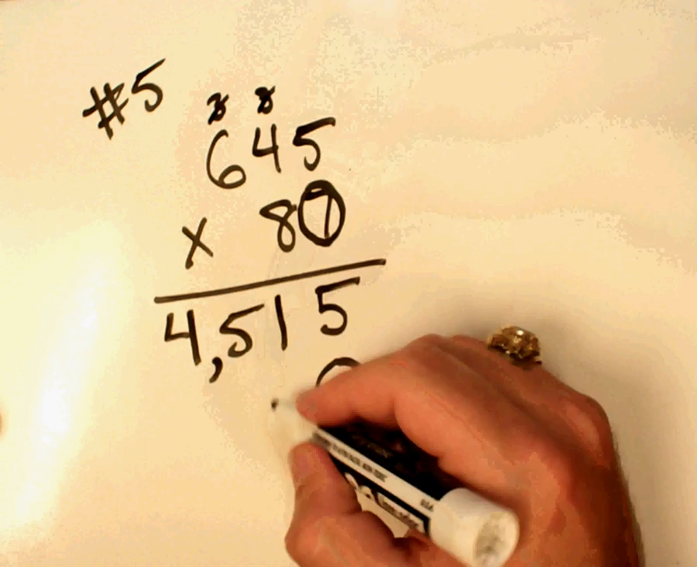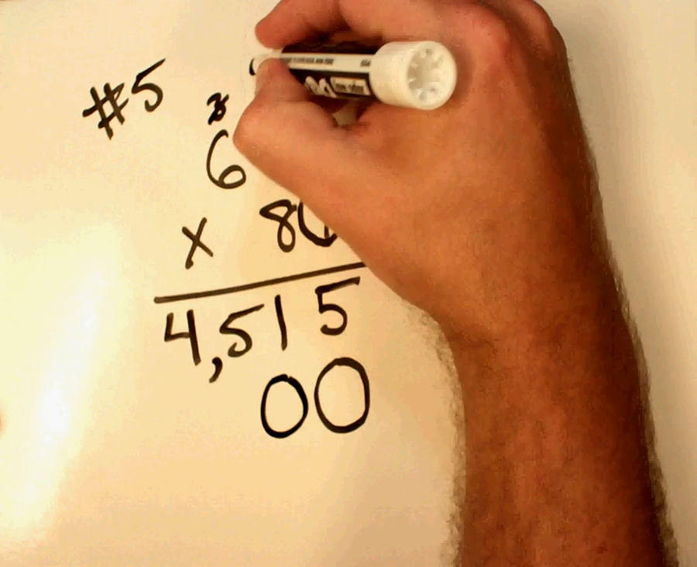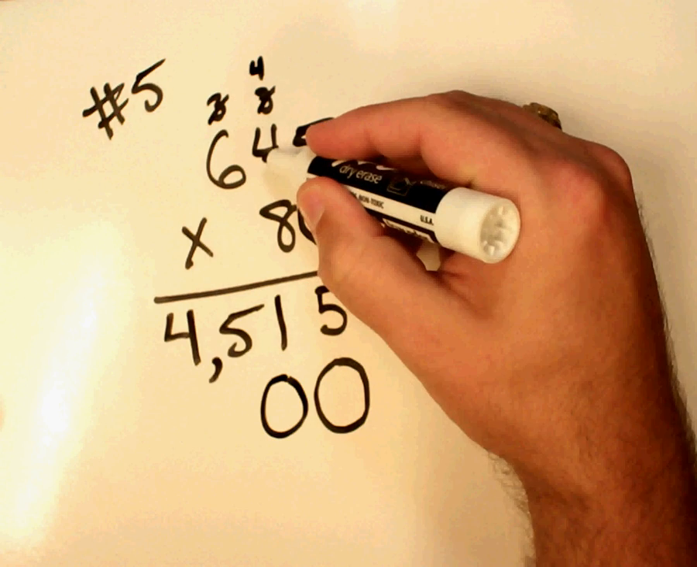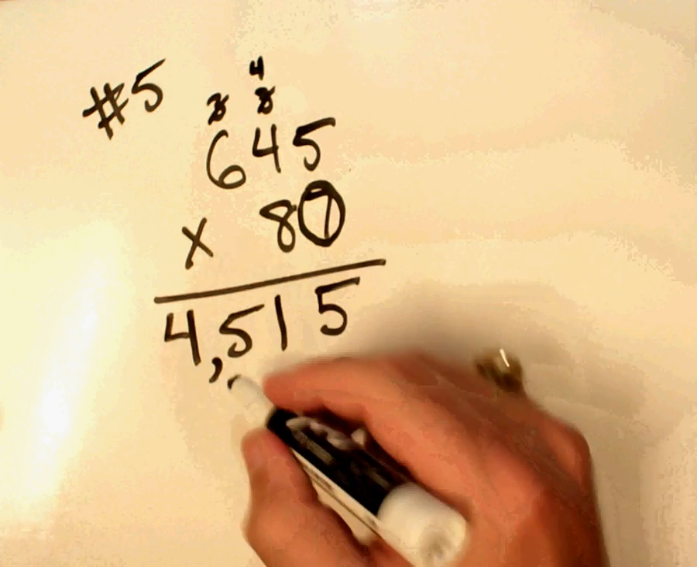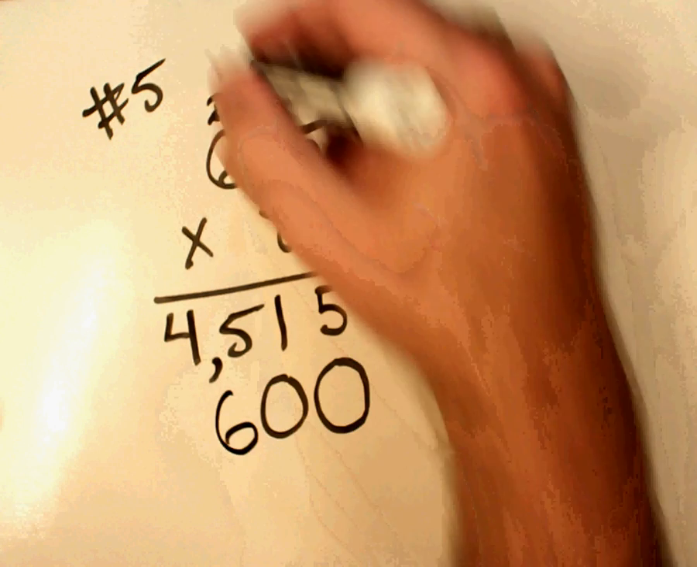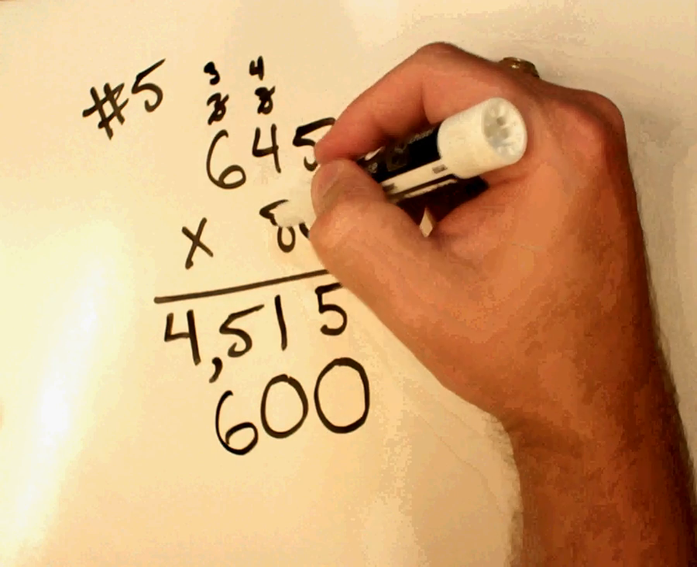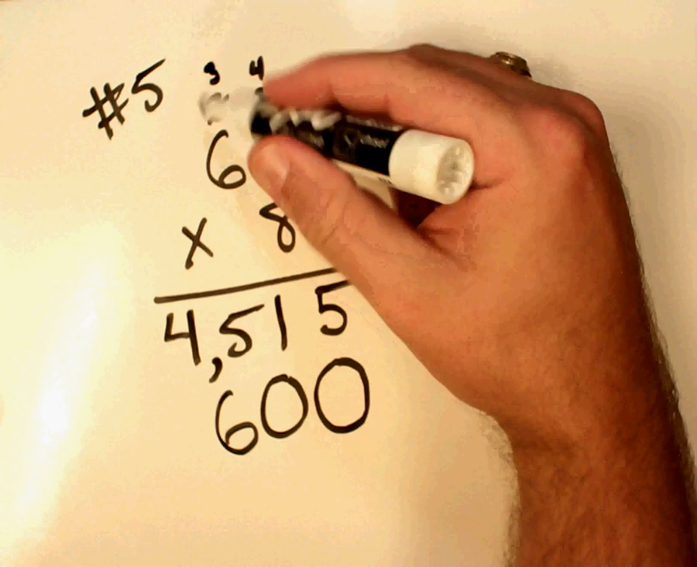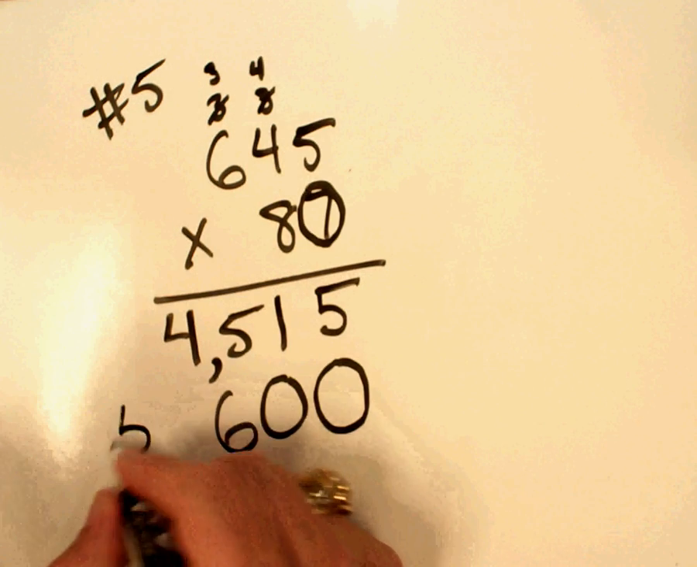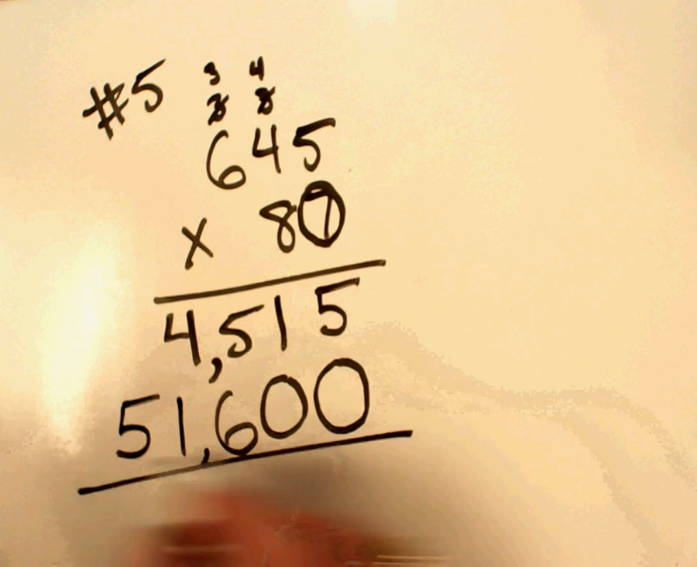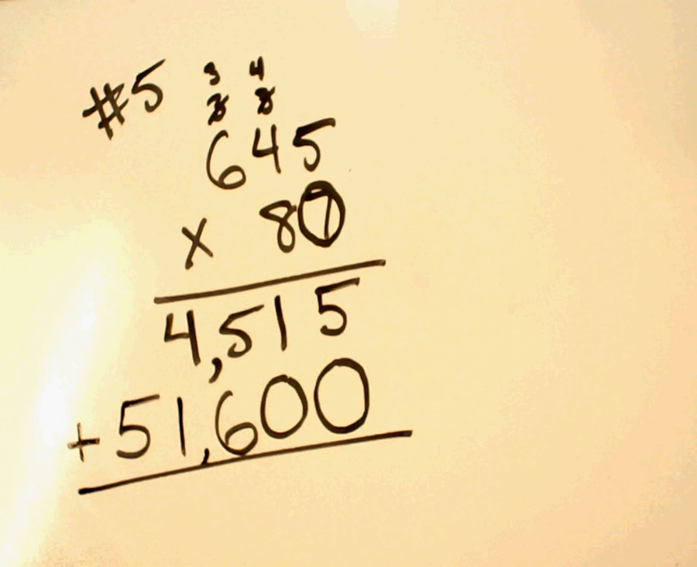8 times 5 gives me 40. Carry my 4. 8 times 4 gives me 32, plus 4 gives me 36. Carry my 3. 8 times 6 gives me 48, plus 3 gives me 51. And again, if you're checking your partial products with a calculator, 645 times 7, and then 645 times 80, just to check and make sure we're doing okay.